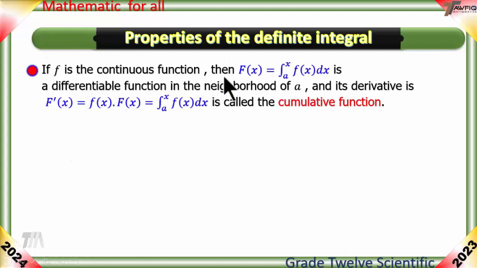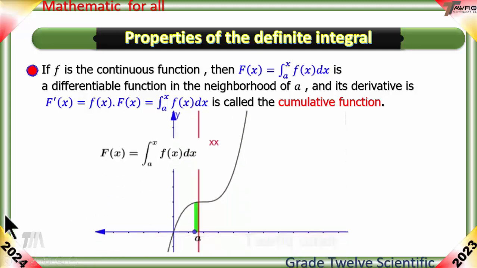If f is a continuous function, then F(x) equal to the integration from a to x of f(x) dx is a differentiable function in the neighborhood of a, and its derivative is F prime of x equal to f(x). The function F(x), equal to the integral from a to x of f(x) dx, is called the cumulative function.